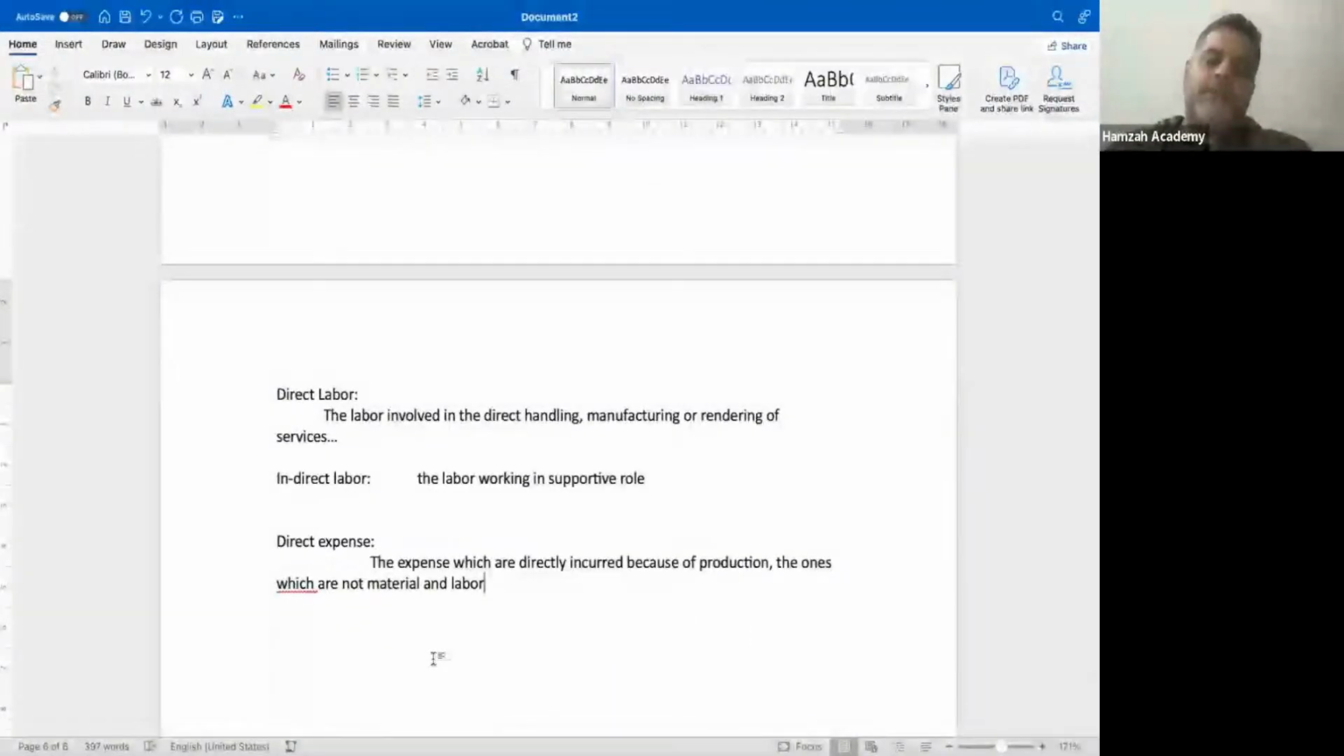So the direct expenses are the expenses which are directly incurred because of the production, and they are the ones which are not material, which are not labor. They are going to be called as the direct expenses over here, right?